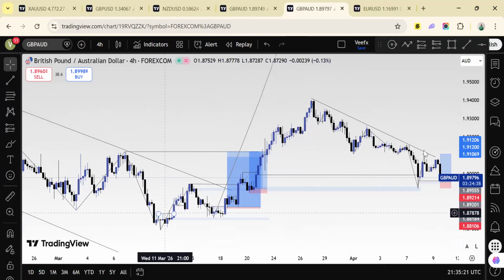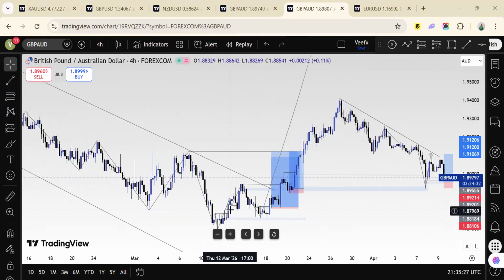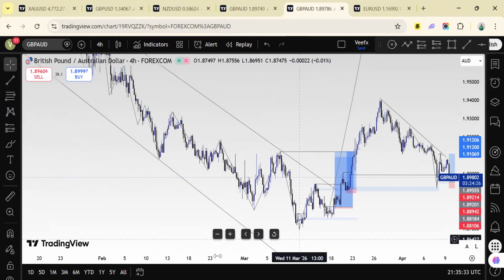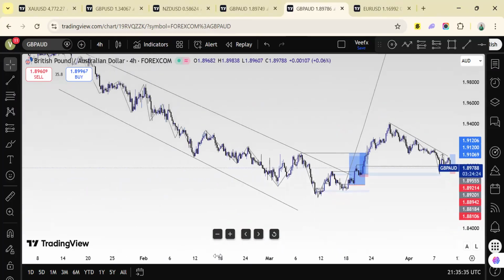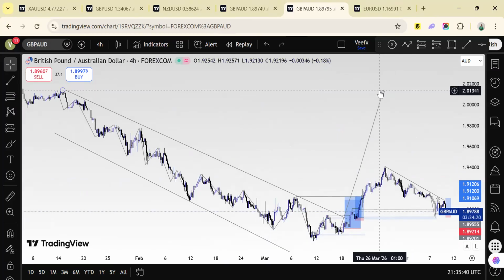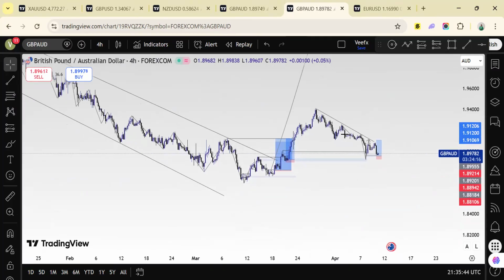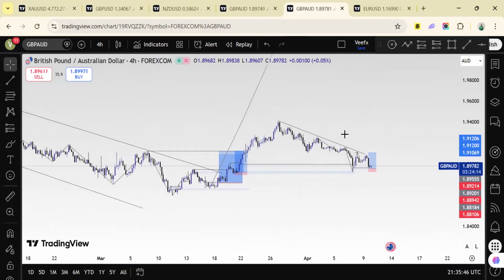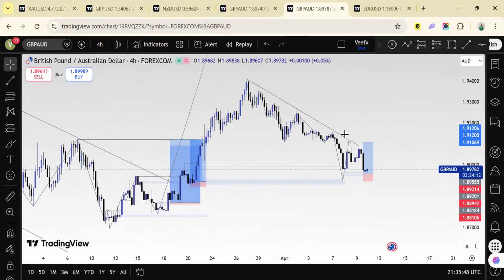So if you look closely, you're going to observe a market structure shift to the upside. And now, once this market structure shift has occurred to the upside, what does that mean? It is going to come and clear this trend line liquidity here, most likely, right? But before then, I need to make sure I get confirmation.